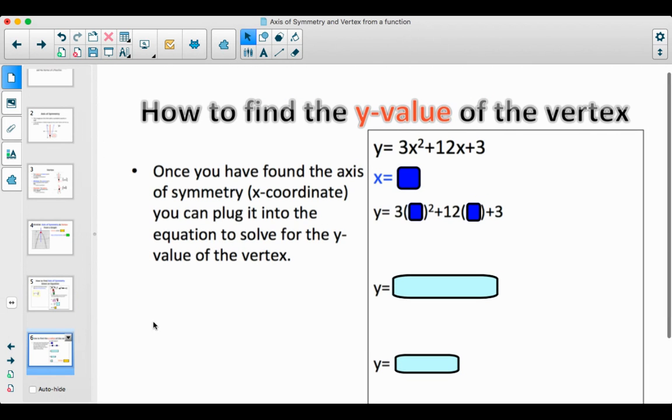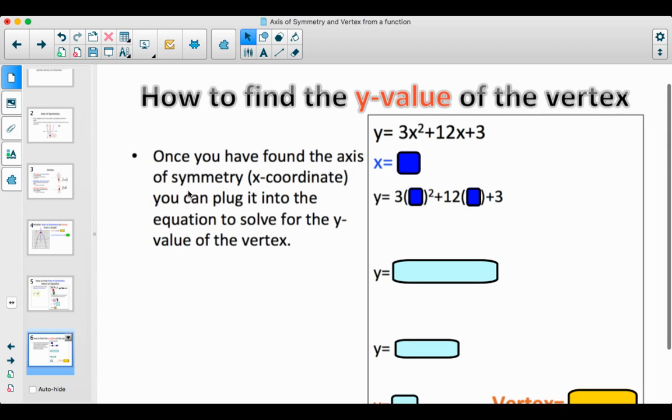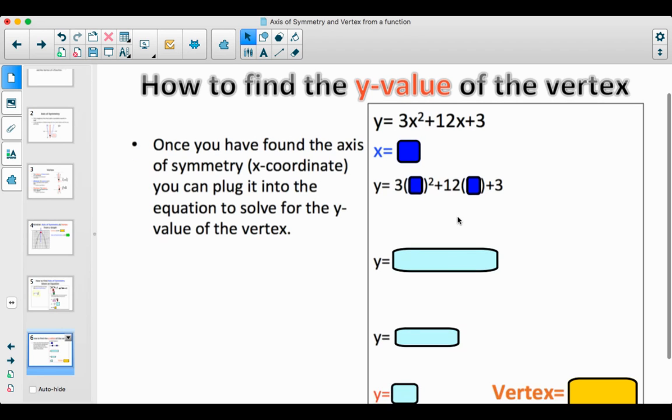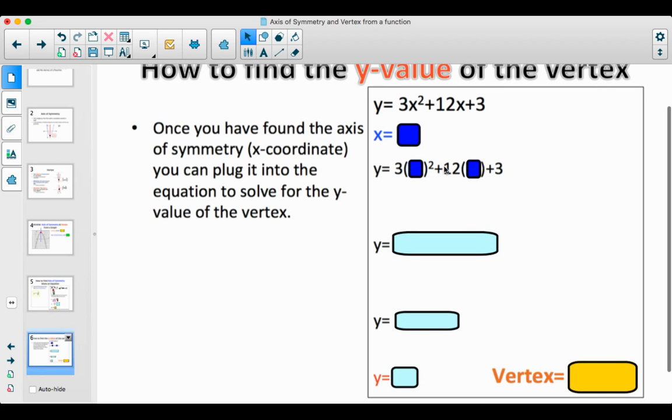All right, so now we need to find the y value of the vertex. Once you have found the axis of symmetry, which again is the x coordinate, you can plug it into the equation to solve for the y value of the vertex. So that's the word form, or the word directions. What do I mean by that? Let's look at the example here.